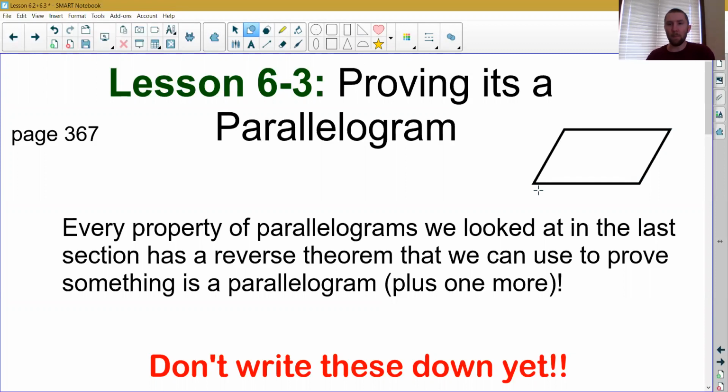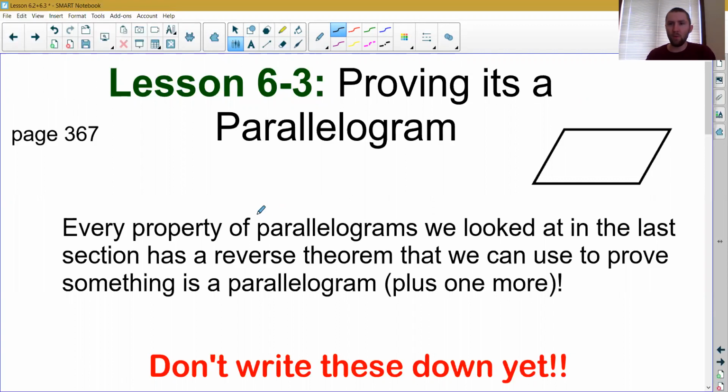Now, each of those properties has sort of a reverse property, or the converse of the theorem, like we used to talk about in chapters 3 and 4. And that's how we're going to prove that a four-sided shape is a parallelogram. Finding some information out about the sides or the angles, and then using sort of the backwards version of those properties in order to prove that something is a parallelogram.